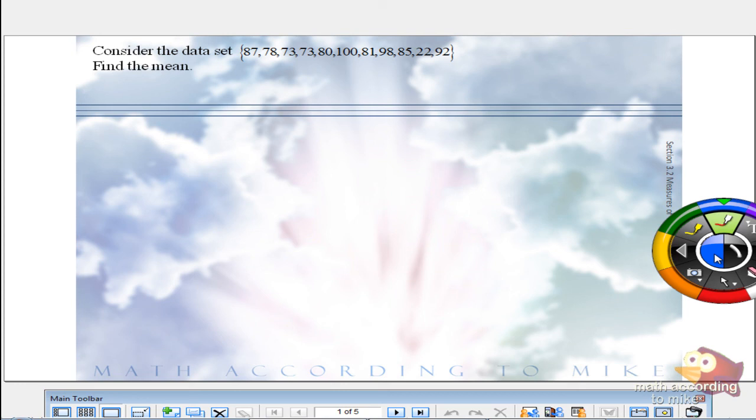So to find the mean, we would say 87 plus 78 plus, and we keep going all the way until we get to 92.